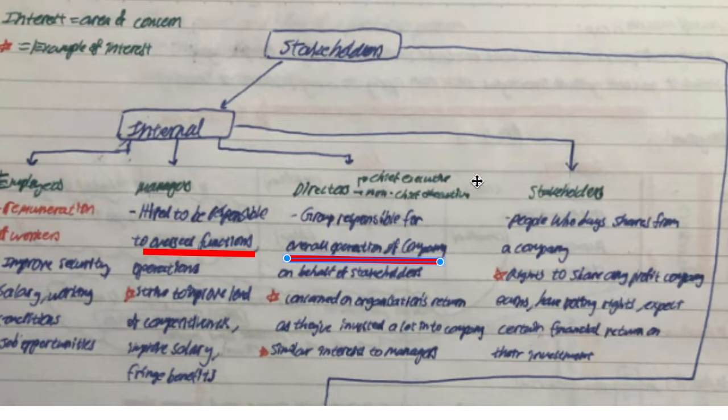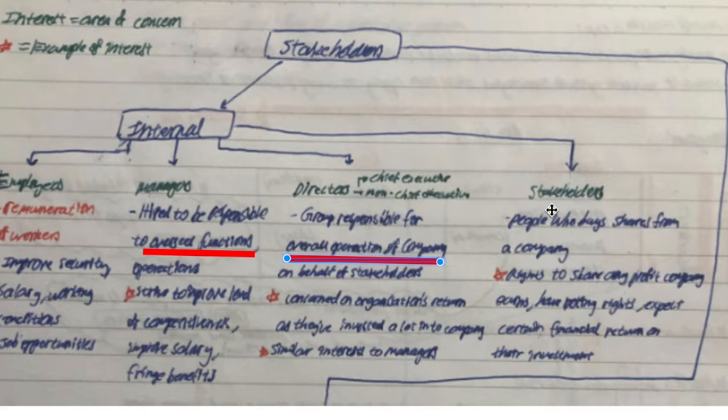Finally, for internal stakeholders, we have shareholders. It's basically people who buy shares from a company, as in a market share, but not in terms of being an employee. So you can see how they have the right to share any profit the company earns, and they would like to expect financial returns on the investment. Basically, sorry, I just want to say that shareholders isn't stakeholders.